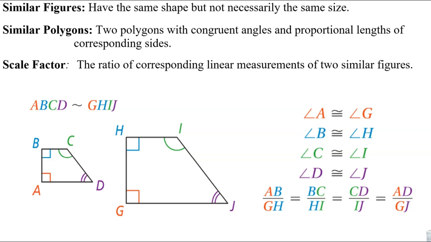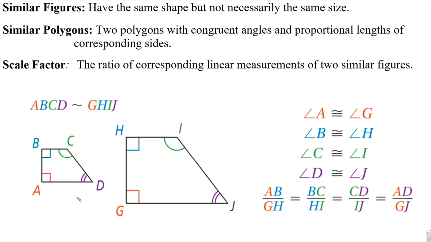So now that we've talked about how to set up and write a ratio, how to solve a proportion, we can finally get to the idea of similarity. I'm going to say similar figures have the same shape, but not necessarily the same size. So once again, think scale model, think scale diagram. Those are examples of similar figures. And as far as how we'll make that happen, in geometry with our polygons, we'll say that two polygons are similar polygons when they have congruent angles and proportional lengths of corresponding sides.